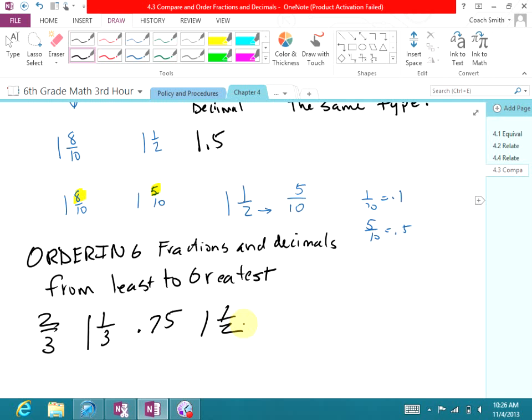Jesse. 1 1/3 and 0.75. Okay? Who has another guess? Not necessarily wrong, not necessarily right. I'm just trying to see who's got guesses for me. Celine. 1 1/3 is 1 1/2. Okay. Zach? Yeah. 1 1/2 and 1 1/3 are larger than our other two numbers.